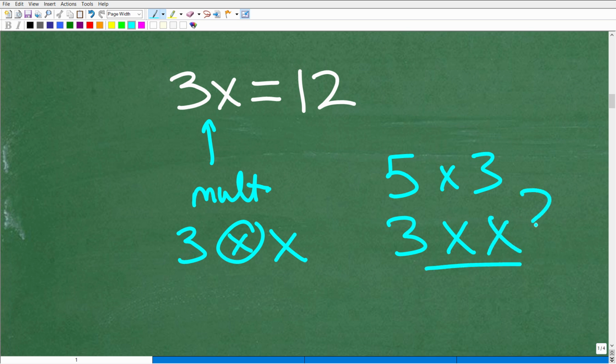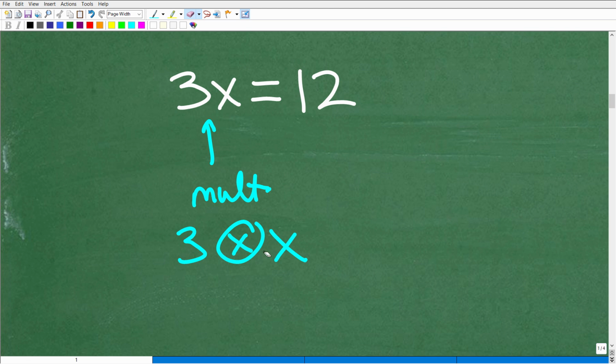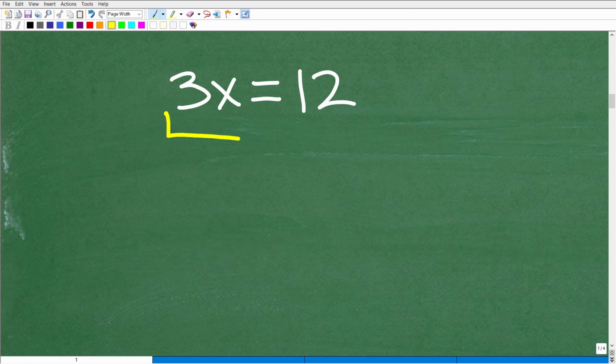Otherwise it would look like 2x's. That's very confusing. We don't write things that way. So 3y means 3 times y. 5z means 5 times z. So, again, fundamental basic algebra stuff. But the main idea here is that this operation right here is multiplication.